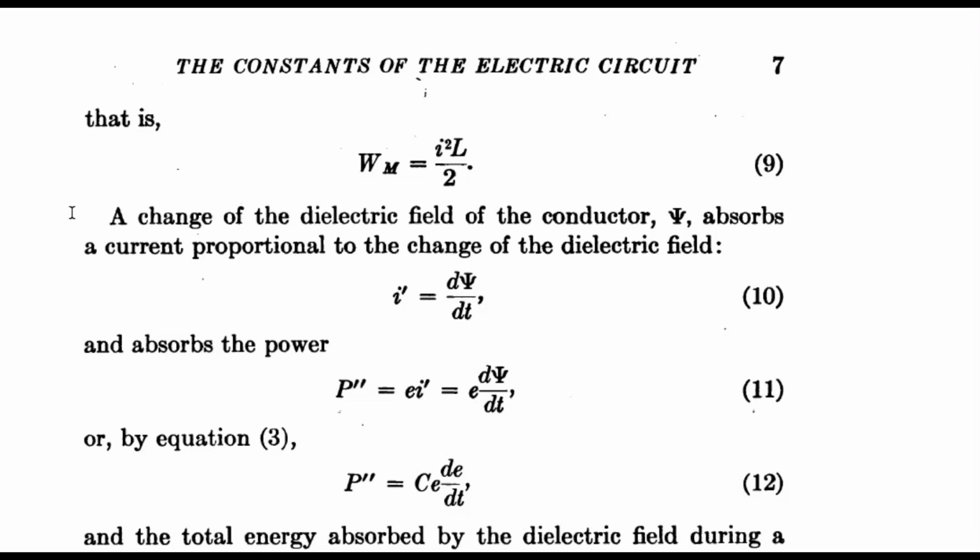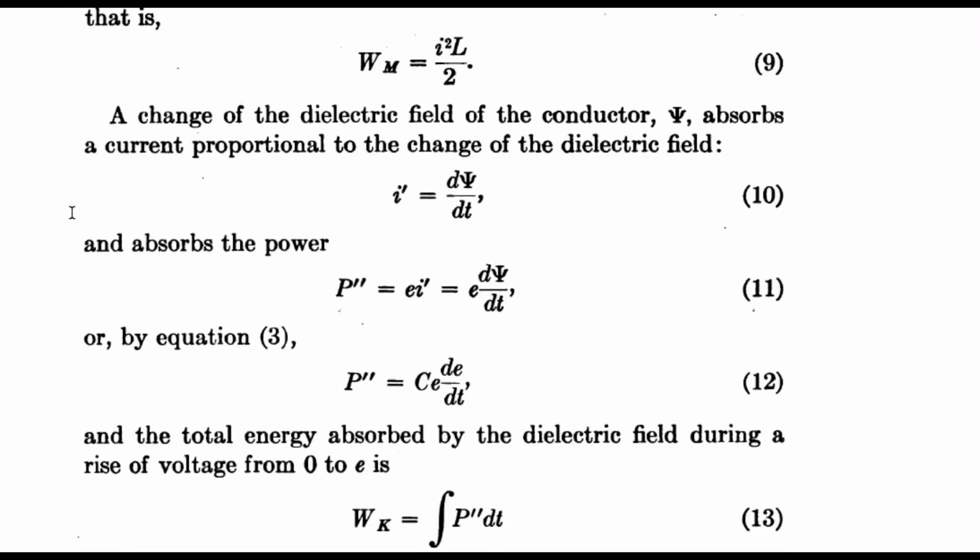This current is denoted as I prime and is equal to the rate of change of psi with respect to time. The power absorbed by this process, represented as P double prime, is equal to E times I prime, or equivalently E times the rate of change of psi with respect to time. Using the relationship where psi is equal to C times E, we substitute to find that the power P double prime is equal to C times E times the rate of change of E with respect to time.